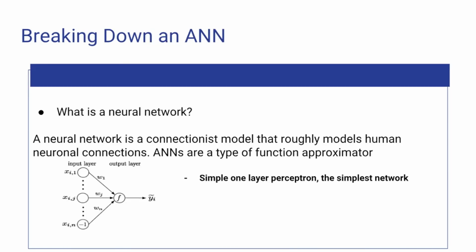So quickly, just what is a neural network, right? A neural network is a connectionist model, and connectionism is essentially networks or graphs that try to emulate in some way the mammalian structure of neurons. And ANNs are a type of function approximator.